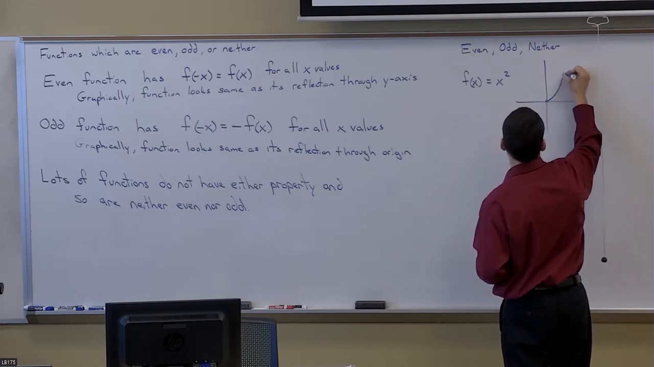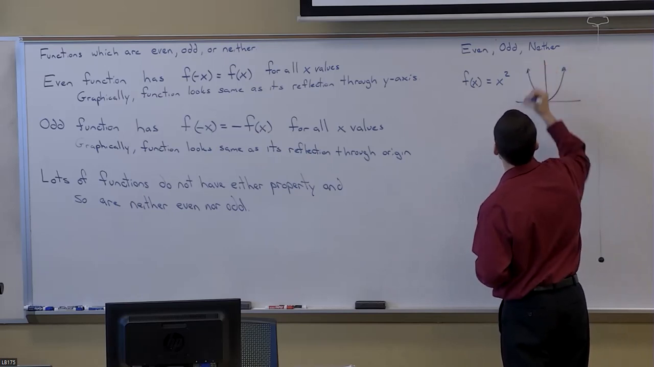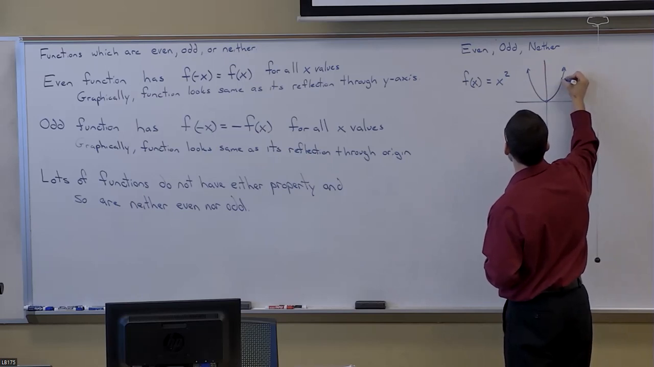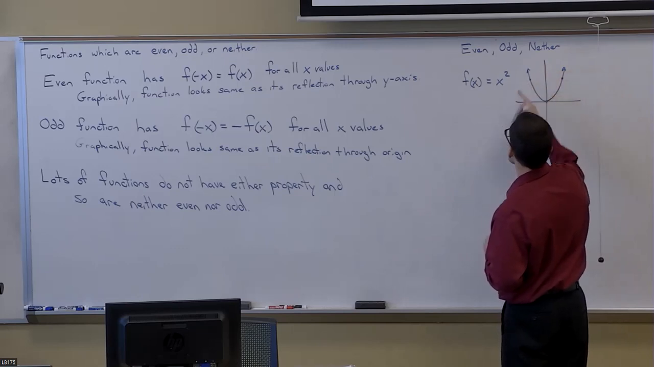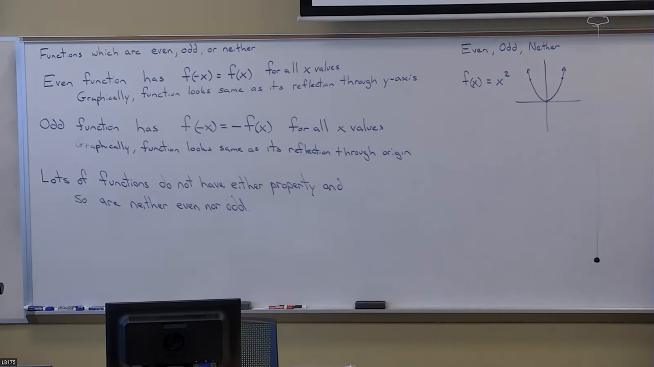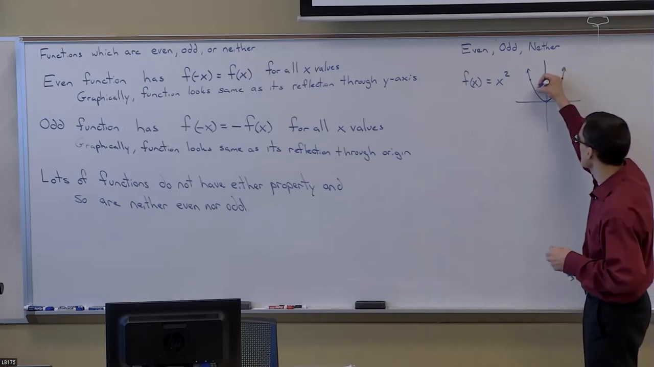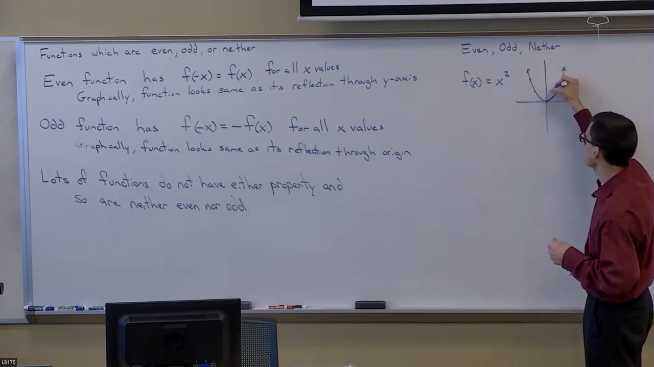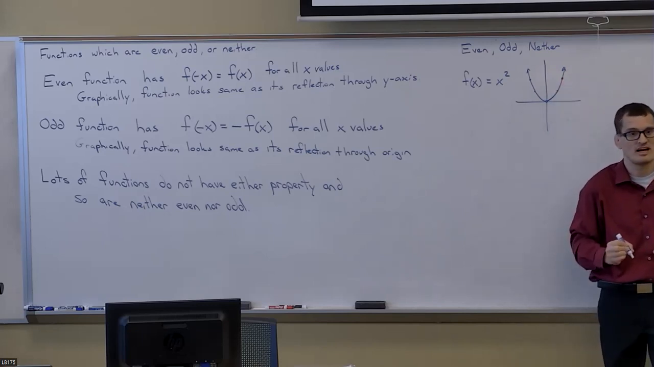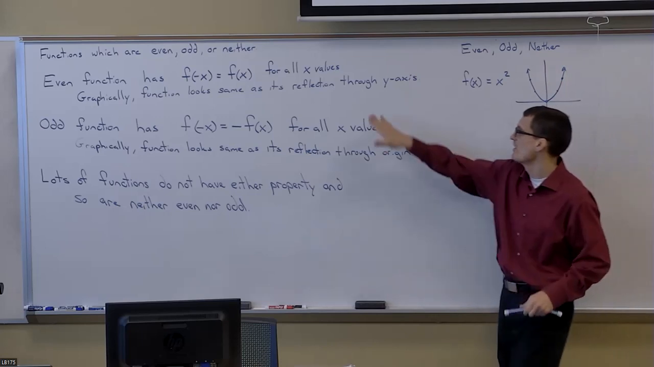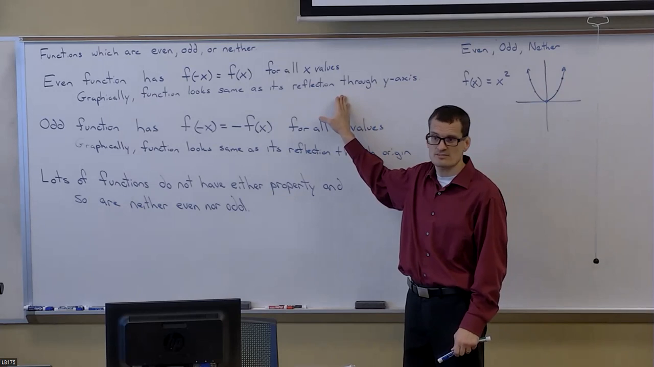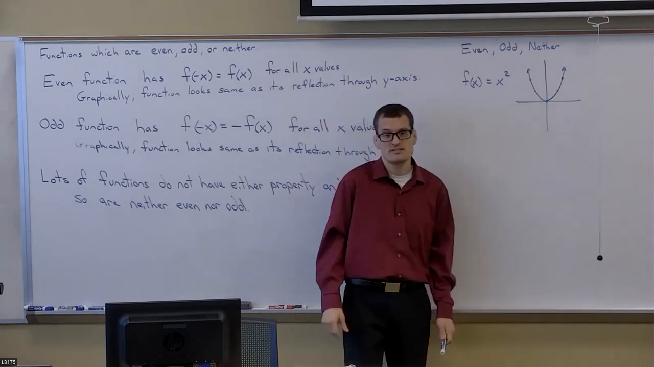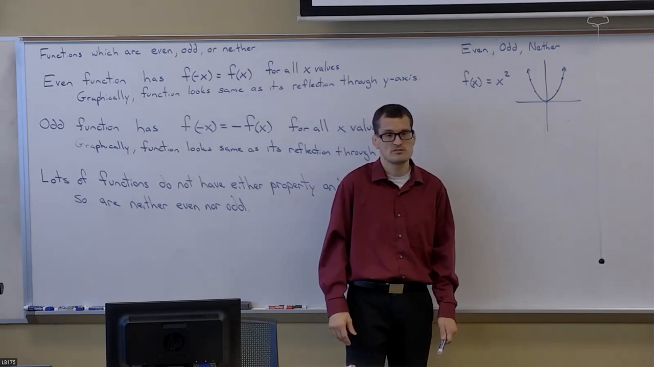So the base quadratic does this. Is every point over here, when I reflect it through the y-axis, also a point on the other side? Yes. And every point over here, reflected through the y-axis, is a point on the other side. So graphically, the function is the same as its reflection through the y-axis. So this is an even function, just based on the graph.